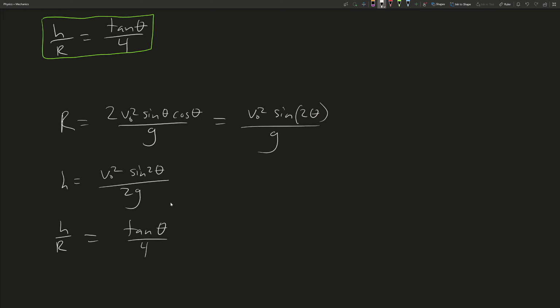Now, as a reminder, these equations only work when a projectile is only under the influence of gravity, which means that there's no air resistance, so no drag forces, and it only works if the projectile starts and ends at the same height.